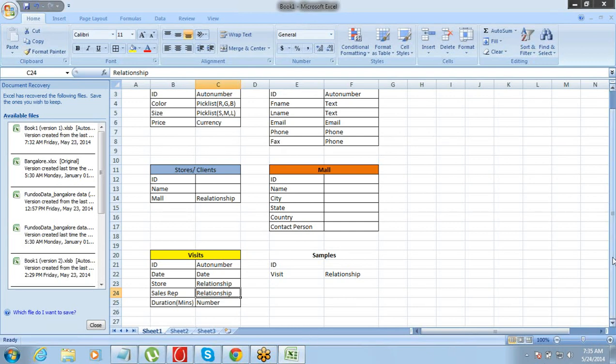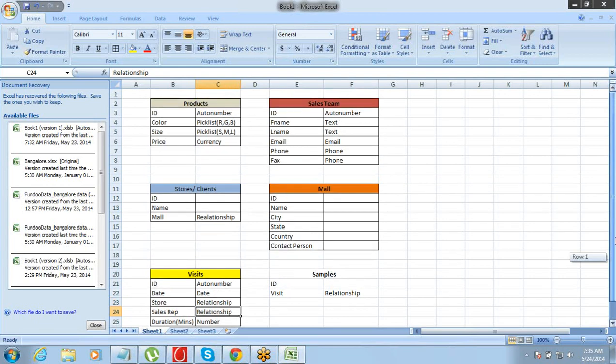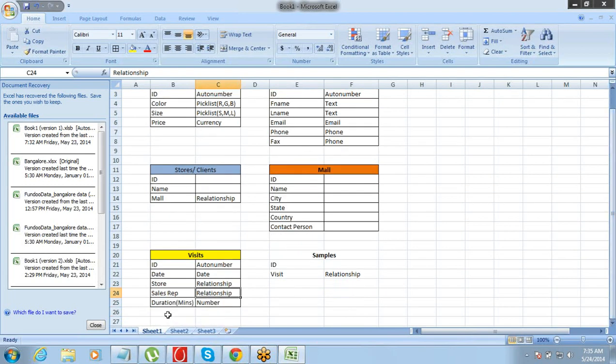Yeah, just give me 1 minute. I'm thinking about what you have said. You have said that under visit, create a table called samples. Okay, very good. This is what you're saying. Create a field called sample, right? It should be a relationship. Yes. Okay, very good.